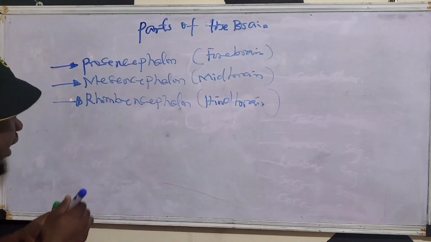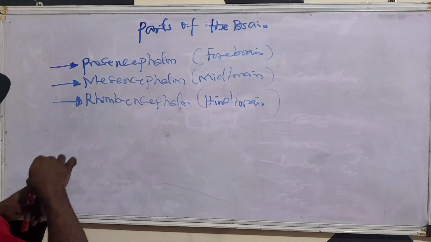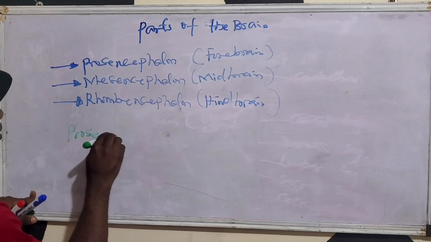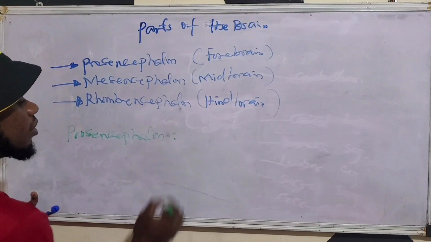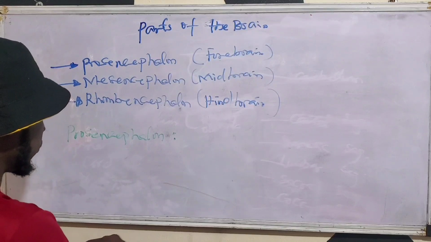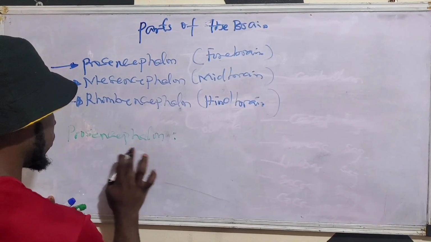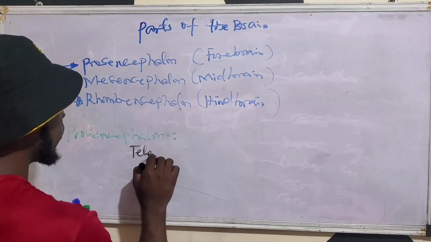Now, this guy here, the prosencephalon, that's the first part of the brain, is further divided into two parts called the telencephalon.